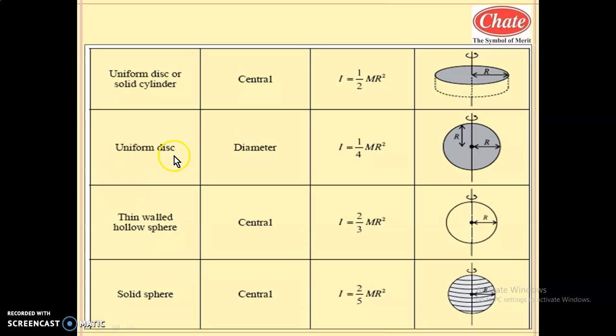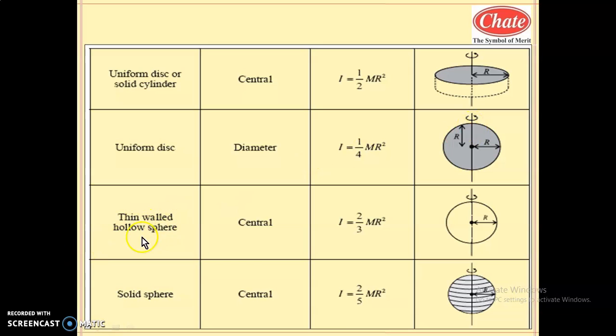Now for a uniform disc, if the axis is about the diameter, that means it passes through the center but lies in the plane of the disc, it is half of this value. So I_d equals I_z by 2, that is m r square by 2 by 2, so m r square by 4. This is the moment of inertia about the diameter of the disc. This is for the laminar object and not for the solid cylinder. For a solid cylinder the formula is different.